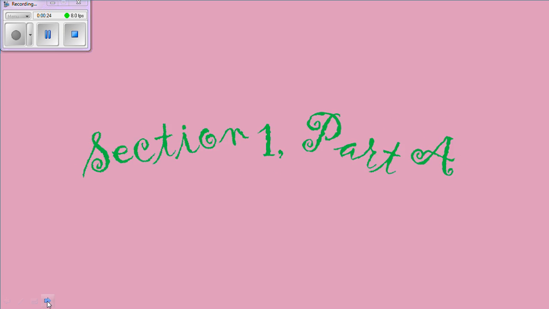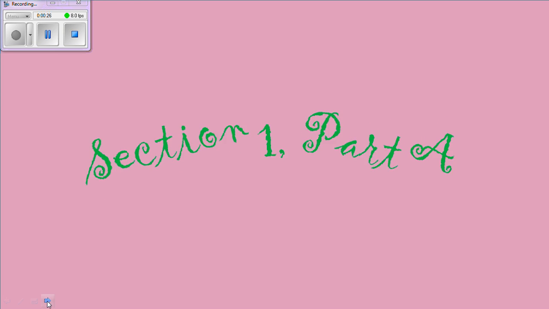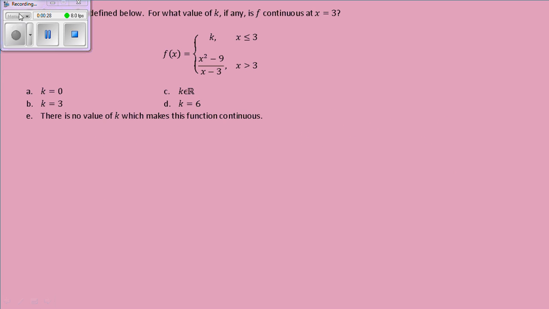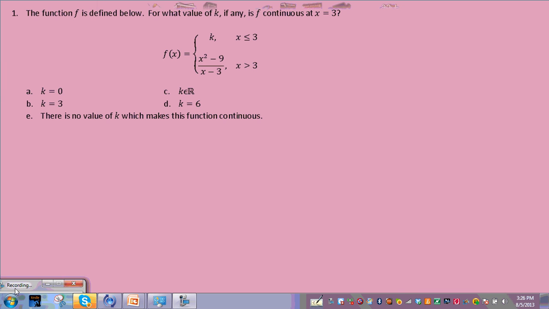So we're going to start with section 1, part A, and we have our first question. The function f is defined below. For what value of k, if any, is f continuous at x equals 3? So this is very similar to what we did in class. We have the 3 steps that we're going to do. 1 is set them equal, 2 substitute in for x, and then 3 solve for k. So let's go ahead and do that.